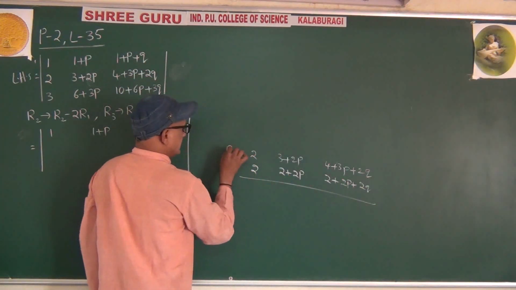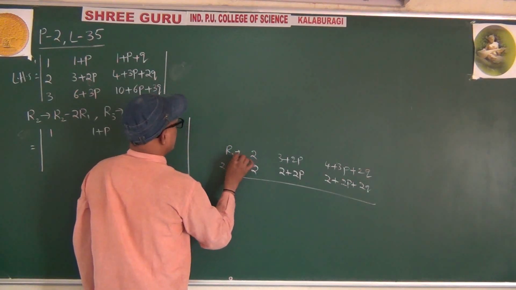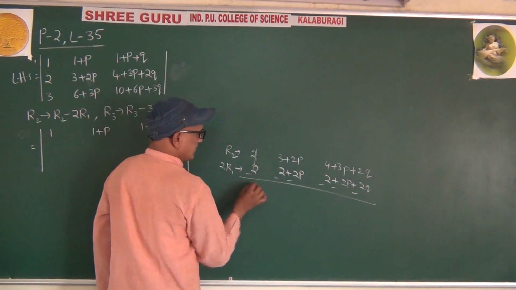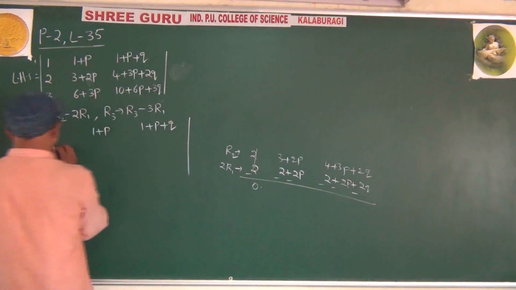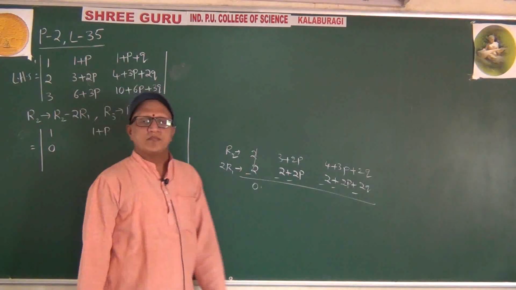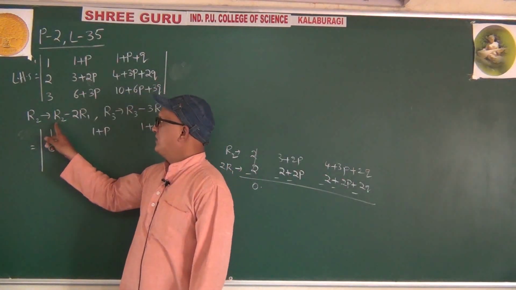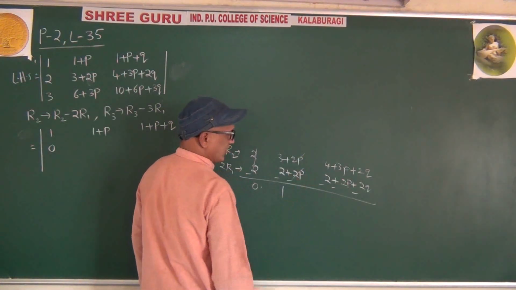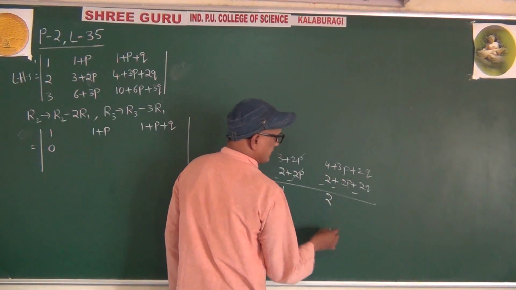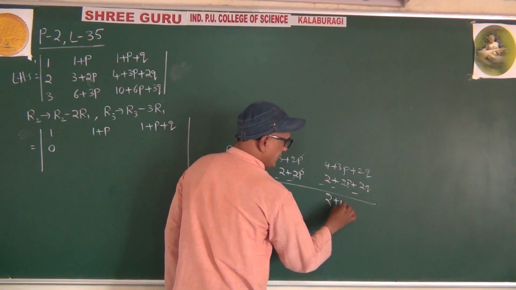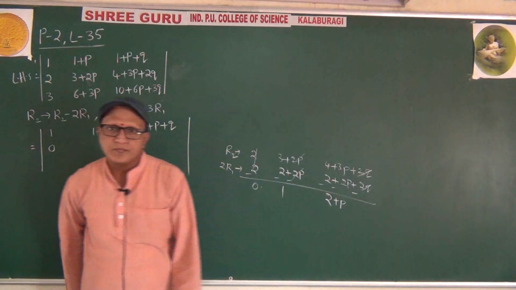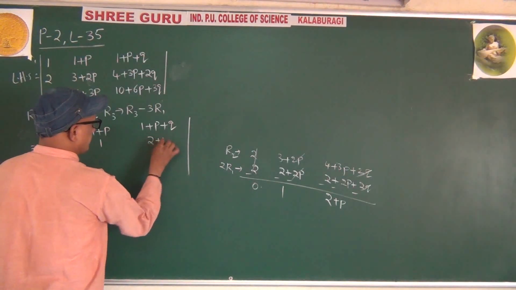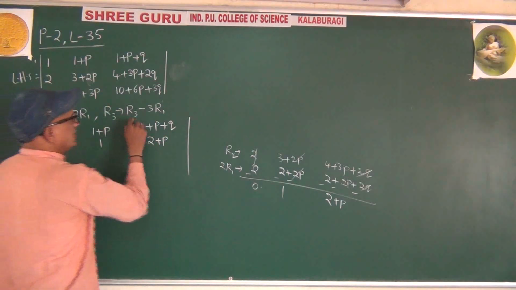Okay, now this is R1. This is R2. This is 2R1. Subtraction, signs get changed. Plus 2 minus 2 got cancelled. 0 we got here. We want this only. Because of that reason only we did this operation. 3 minus 2 is 1, plus 2p minus 2p got cancelled. 4 minus 2 is 2, 3p minus 2p is p. That's it. Okay? 0, 1, 0, 1, 2 plus 2.